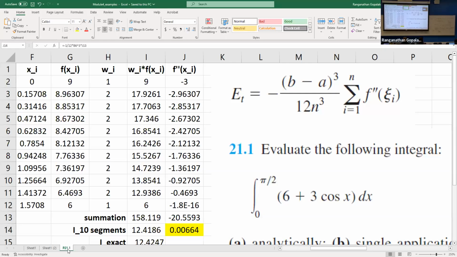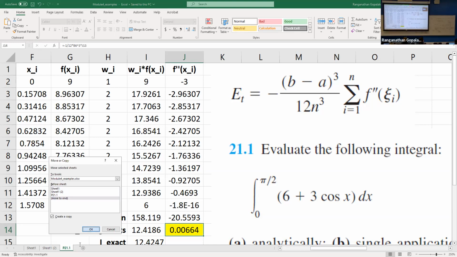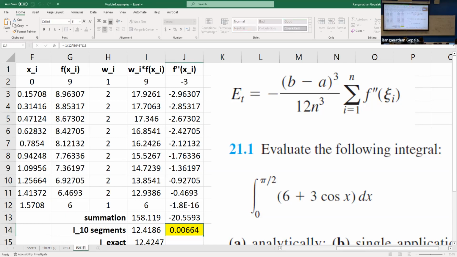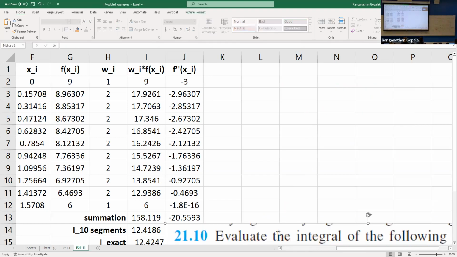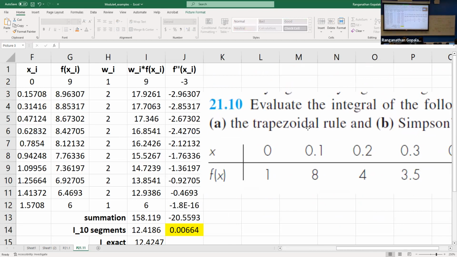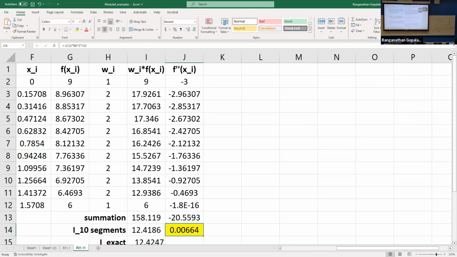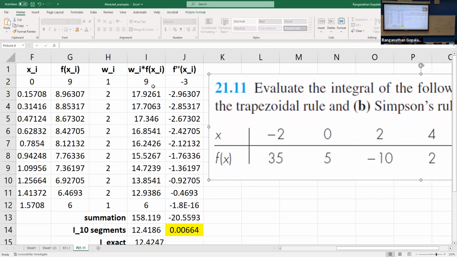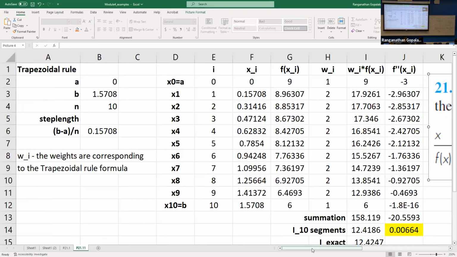so if I copy this spreadsheet, oops. Okay, move or copy. This is problem 21.11. I'm going to replace this with this. Oh, sorry, I've copied the wrong thing. Okay, so I'm trying to use the trapezoidal rule here.